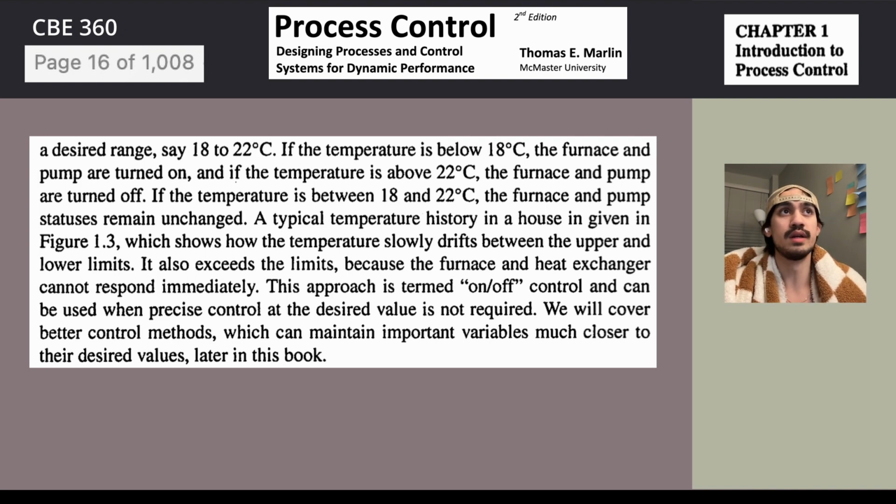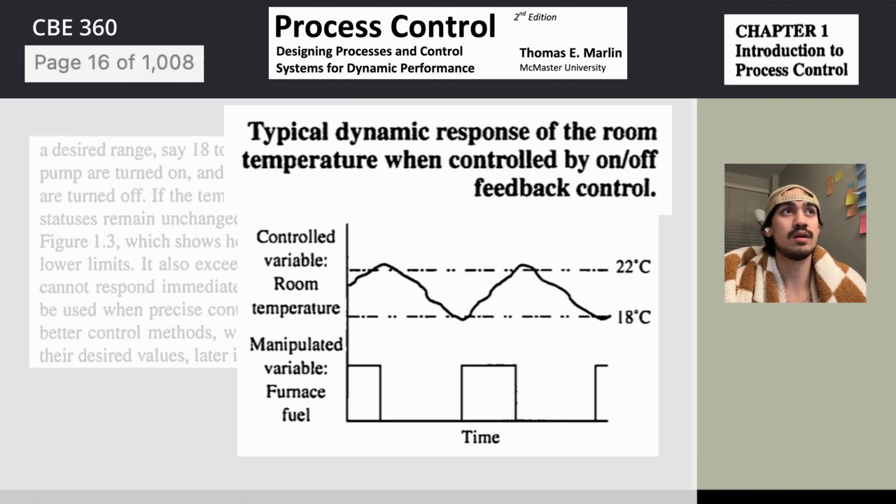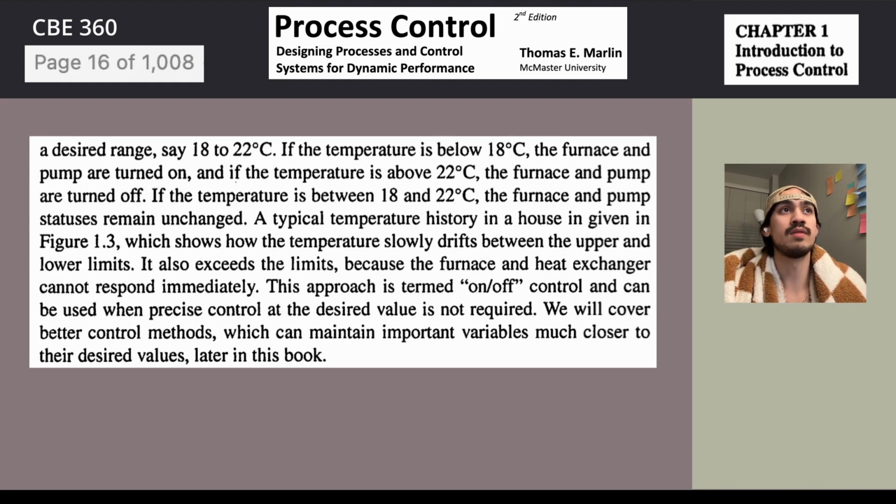A typical temperature history in a house is given in Figure 1.3, which shows how the temperature slowly drifts between the upper and lower limits. It also exceeds the limits because the furnace and heat exchanger cannot respond immediately. This approach is termed on/off control and can be used when precise control at the desired value is not required.